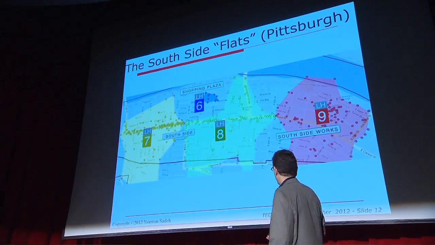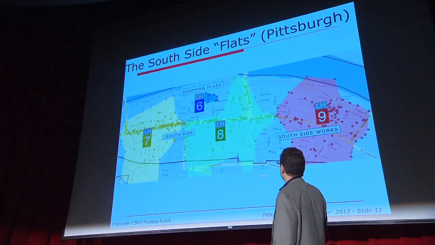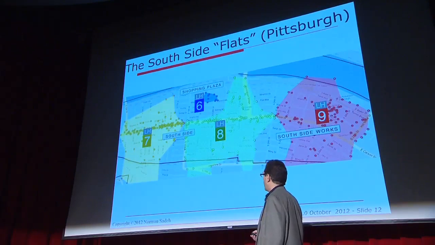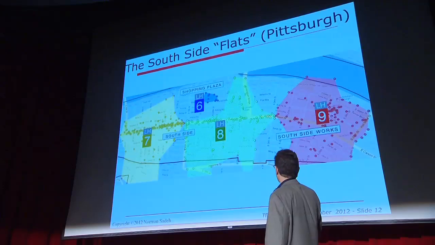And so some of these things were pretty obvious. For instance, this South Side Flats area, as it turns out, is primarily organized around a major artery here. You see all these dots.